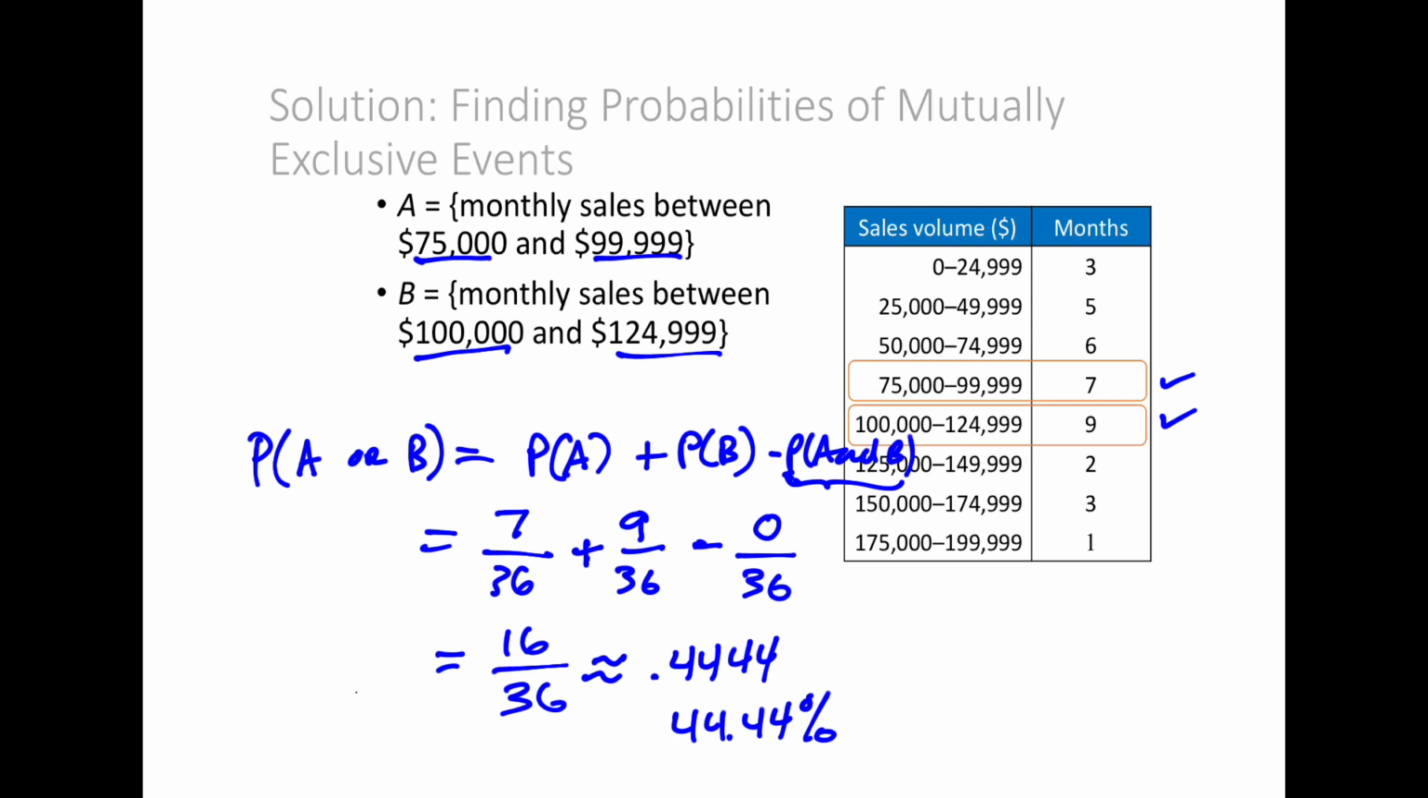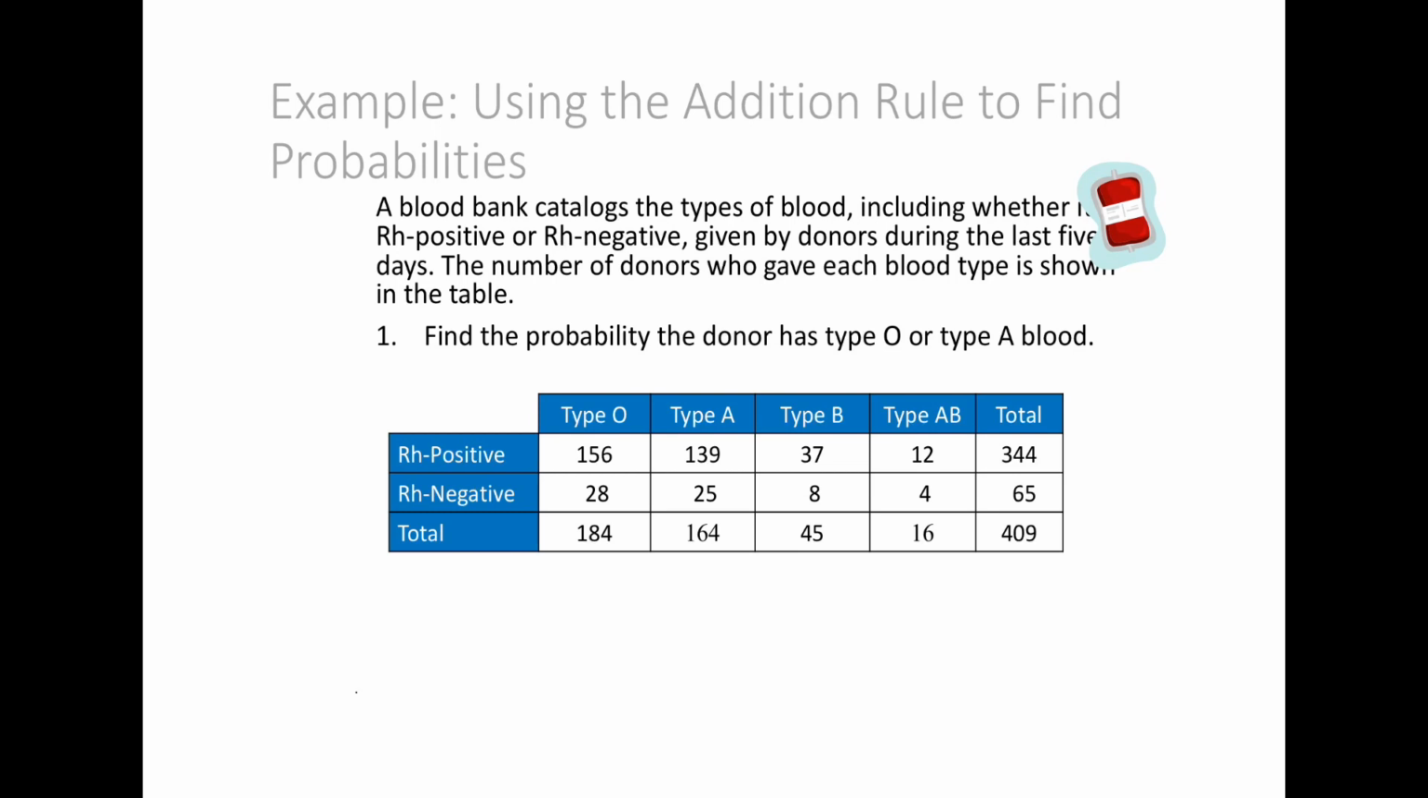All right, below here we have the different blood types, O, A, B, and AB, and then whether they were Rh positive or Rh negative. Now, my nursing students out there, you can probably tell me what that stuff means. I don't really know, to be quite honest, what the Rh positive and negative are, but it doesn't really matter. I've got it all laid out here. The question that they want us to do with this information is to find the probability that the donor has type O or type A blood. So O or A is the probability.